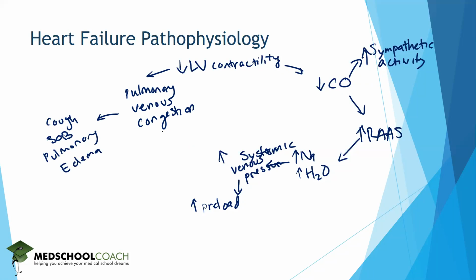And then now that you have increased pulmonary congestion, do you think your right ventricle has to work a lot more? Yes. So then the RV is going to have to work a lot more, which ultimately means that the RV output is going to decrease. And this here is why you get your peripheral edema.